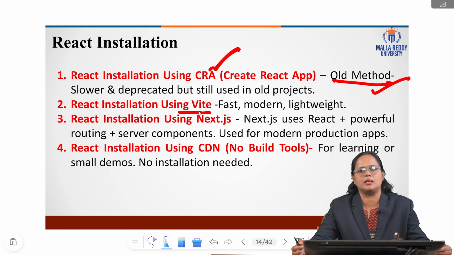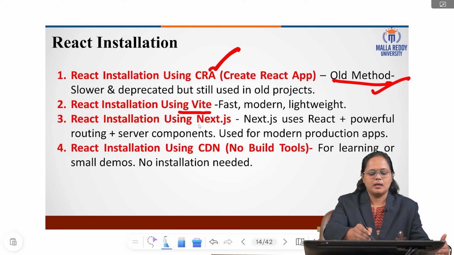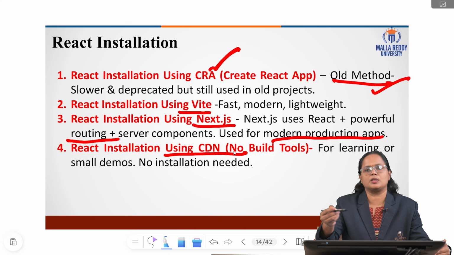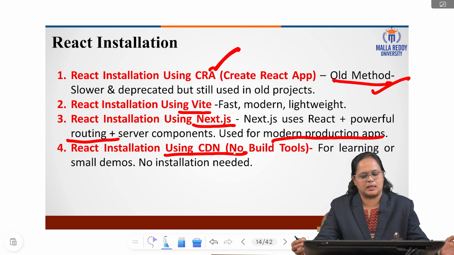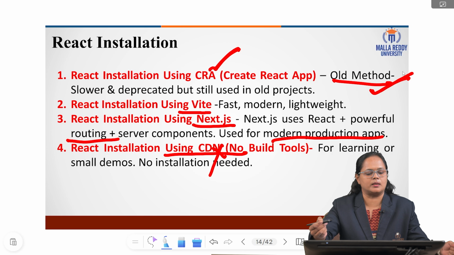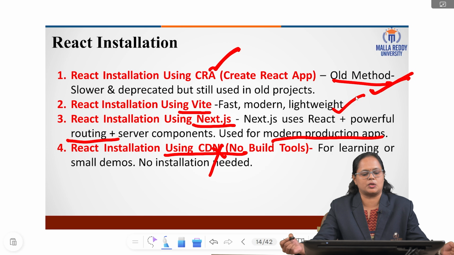Vite is a bundler which will help us to create the React app. The next one is Next.js, with powerful routing concepts and server components, and it is used for modern production apps. And the next one is installation using CDN. CDN refers to Content Delivery Network. It is used for learning purposes and small demos, but for developing real applications, this will not be useful. So here today I'll be discussing installation using CRA and installation using Vite.